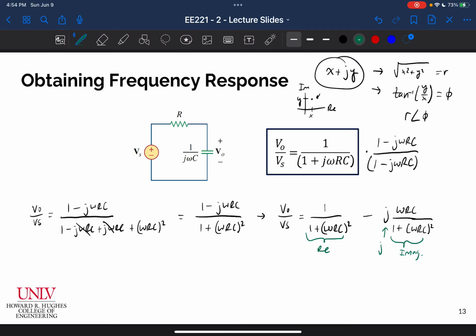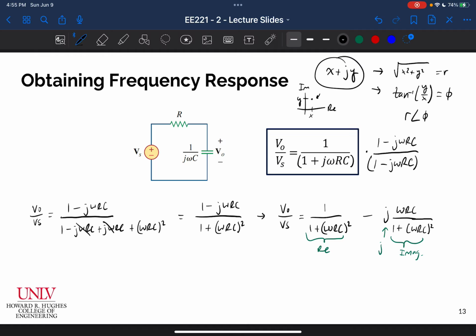Okay? And so now I have written this in terms of the real part and the imaginary part, and I have it represented as a complex number. Now that I have it represented as a complex number in rectangular form, I can obtain the magnitude and the phase for this complex number. Okay? So I can go ahead and do that really quickly. I'm not sure how long this video has lasted. I probably should have checked, but I guess I'll just go through it pretty quick.